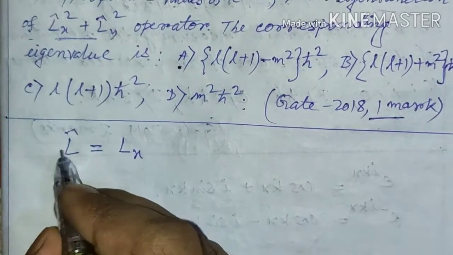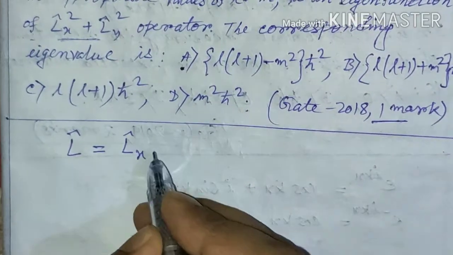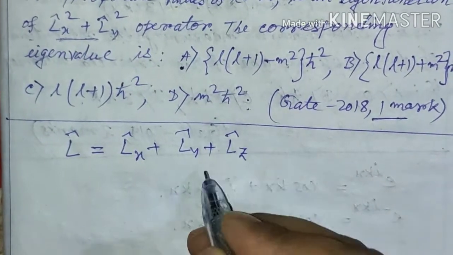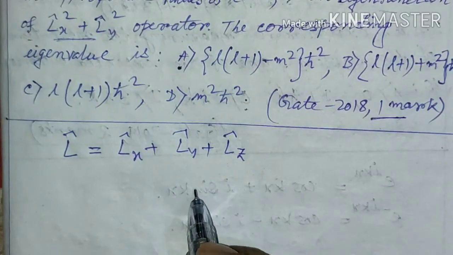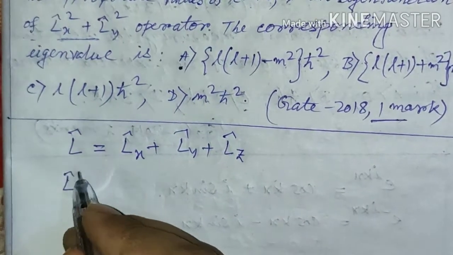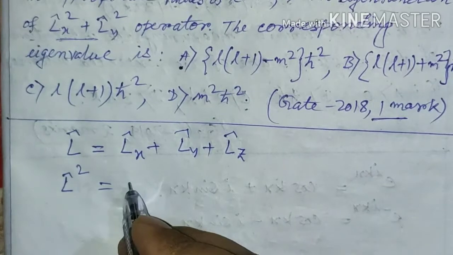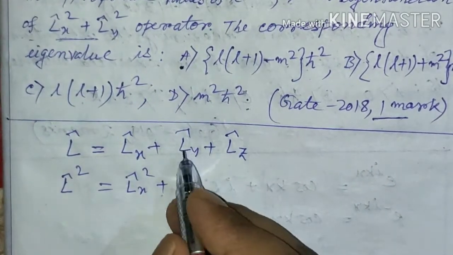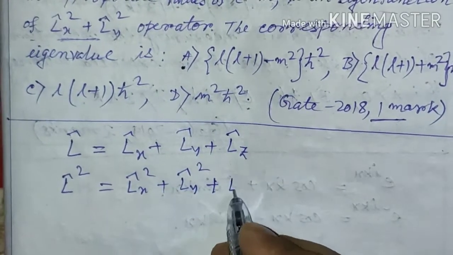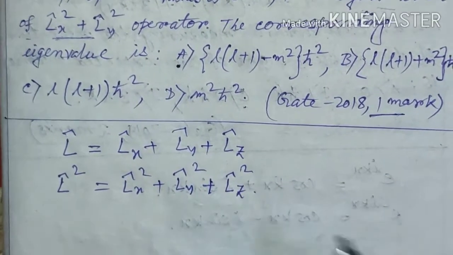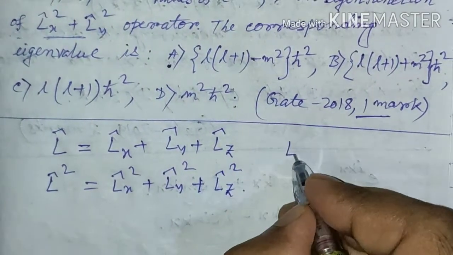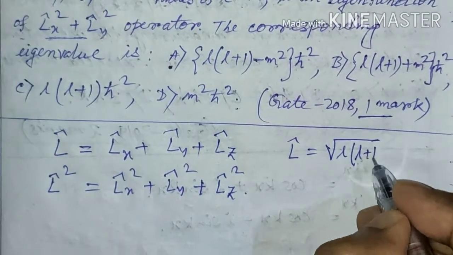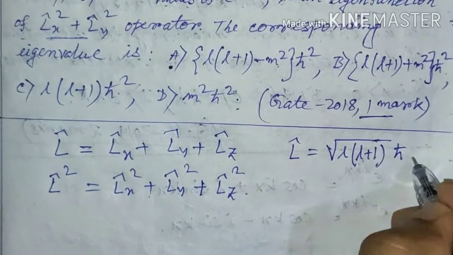That is L, that is angular momentum, is a summation of the 3 angular momentum components along 3 different axes, and the square of this L is a summation of the square of the angular momentum along different axes, and L is equal to root over L into L plus 1 into H cross.